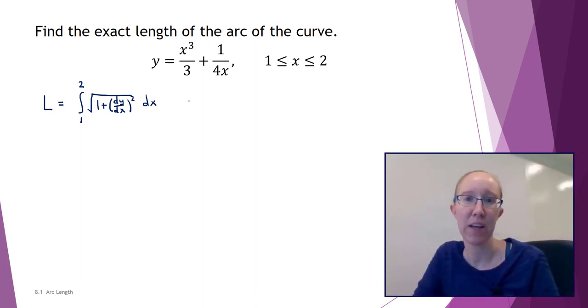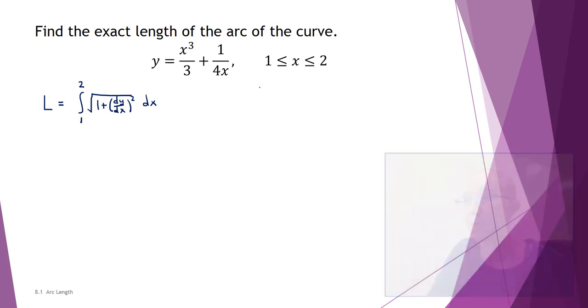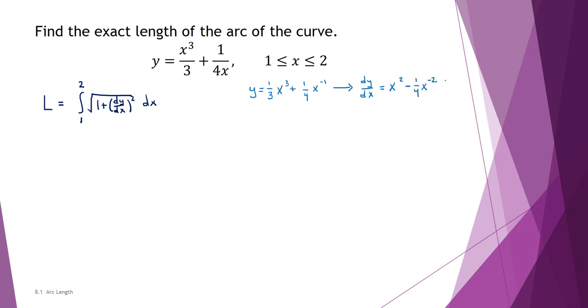Personally, I like to do a lot of the work separately from the integral so that I don't have to keep rewriting so many things each step. So I'm going to rewrite our function as y equals 1/3 x to the third plus 1/4 x to the negative 1. That means that our derivative dy/dx is equal to x squared minus 1/4 x to the negative 2.